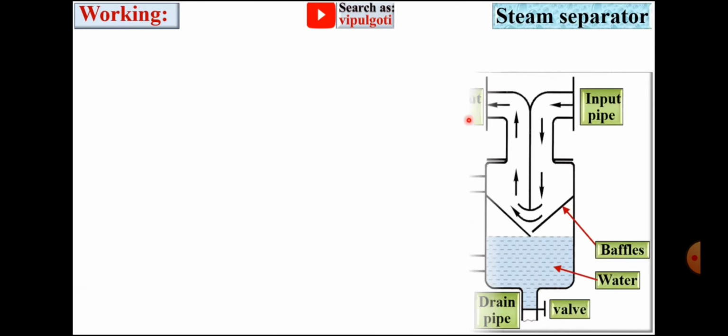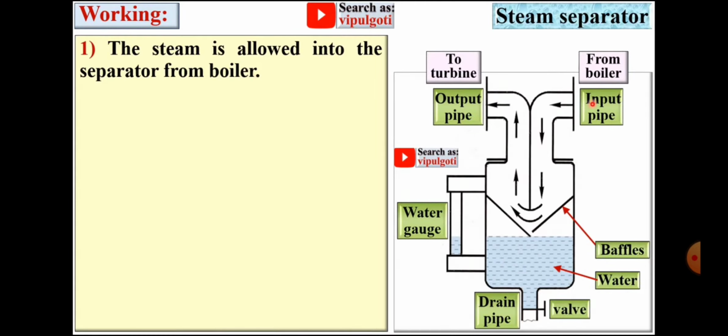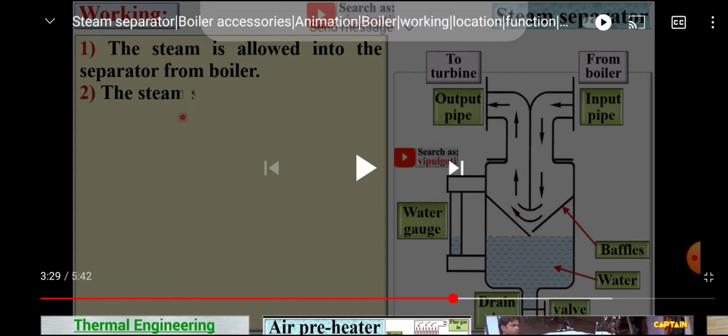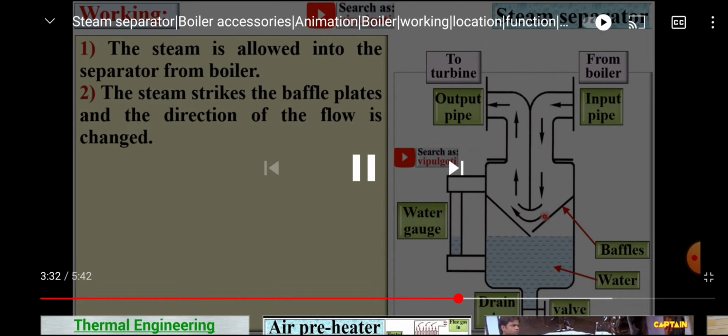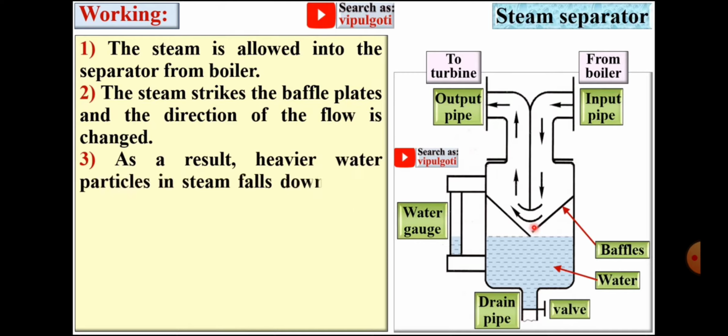Now the working of the steam separator. The steam is allowed into the separator from the boiler, through this input pipe. The steam strikes the baffle plates and the direction of the flow is changed. As a result, heavier water particles in the steam fall down to the bottom of the separator.